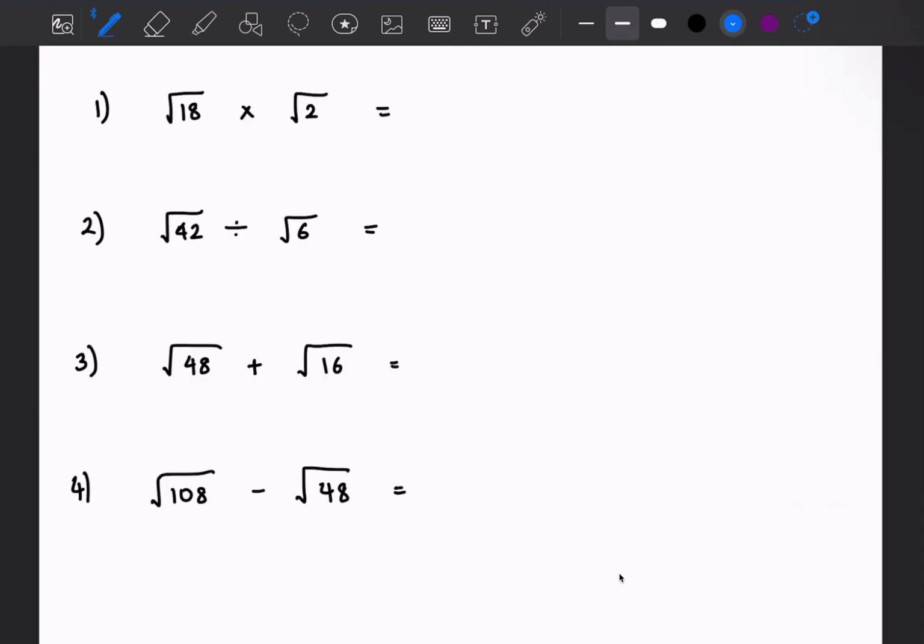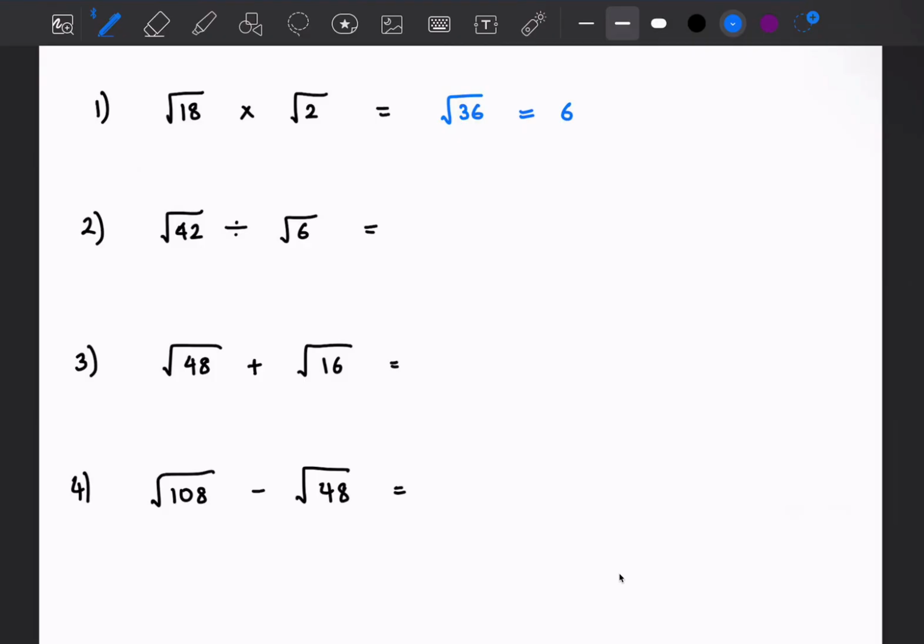So firstly, if we want to multiply surds, it's literally like normal multiplication. So we're going to do root 18 times root 2, and we'll just do 18 times 2. And 18 times 2 is 36, so root 18 times root 2 gives us root 36. Now we know that 36 is a square number, and therefore root 36 is the same as 6. So our answer in a simplified form would be 6.